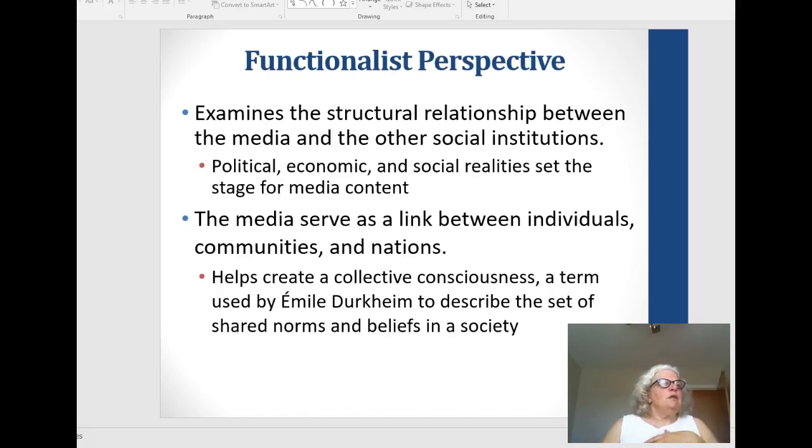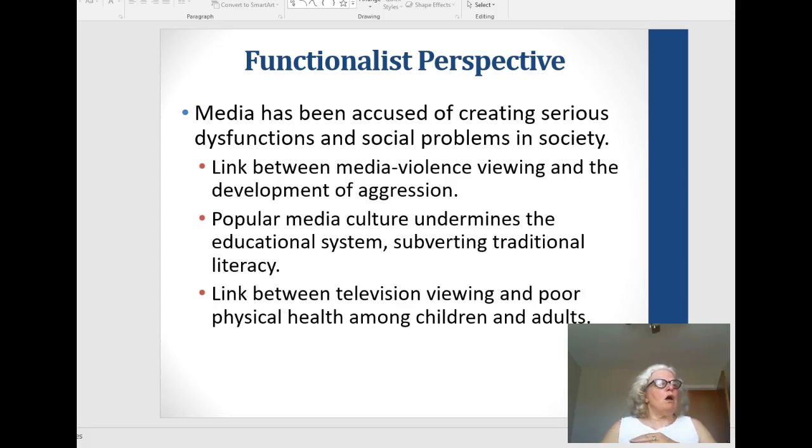So if we examine this from the structural perspective, we look at the relationship between the media and other social institutions. Media serves as a link, and it ties the individual, the community, and the nations together. It creates this collective consciousness. In fact, media creates what we consider a social problem.